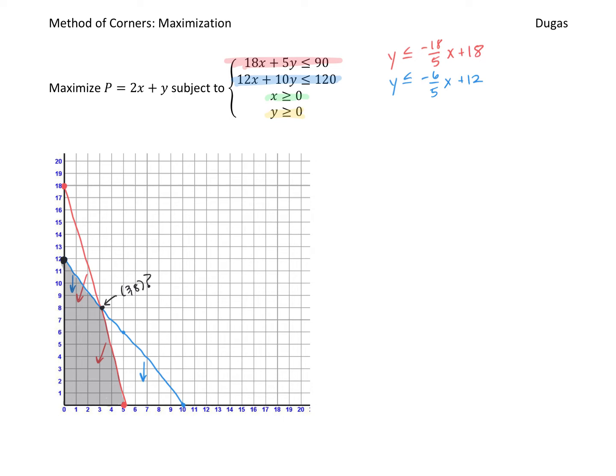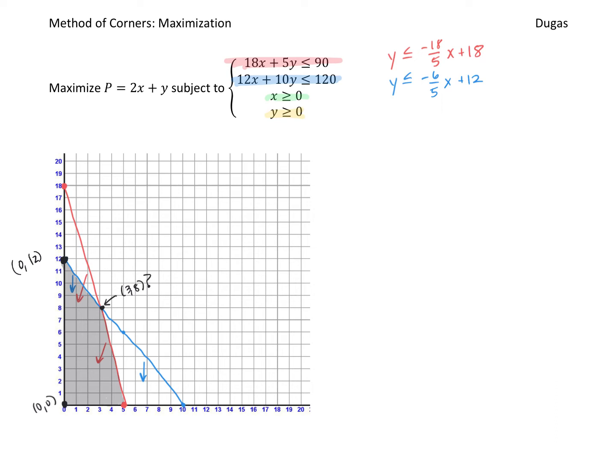We do know the intercepts, and we do know 0, 0. So those are definitely clear. So 0, 0 is one option. That could be an ordered pair that may maximize or may minimize our function. We know that 0, 12 is also an option. And if you weren't sure, what you could do is this.